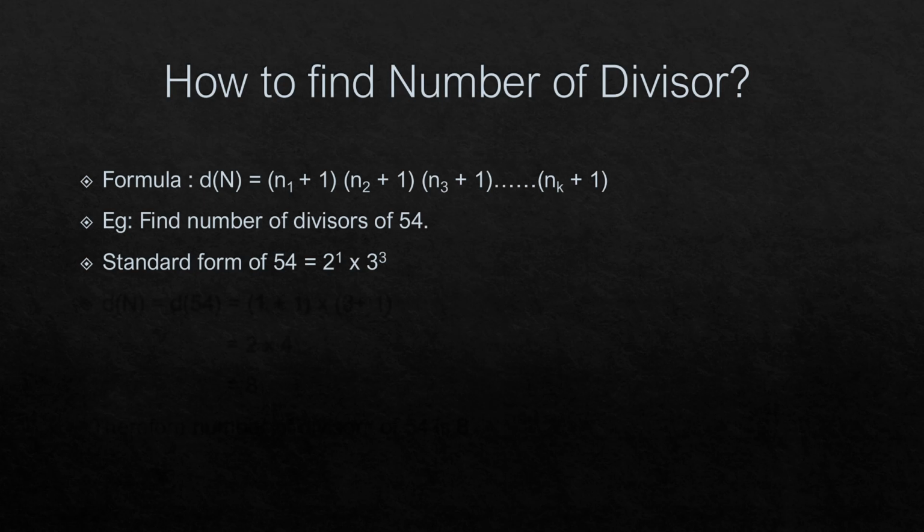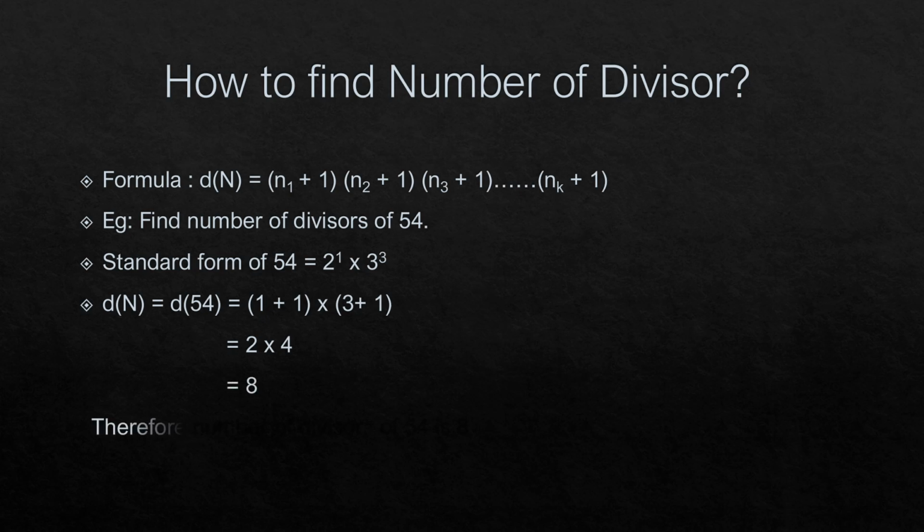We have seen in our previous slide that standard form of 54 is 2 raised to 1 into 3 raised to 3. So here dN equals d54 equals 1 plus 1 into 3 plus 1. Here N means 54 and 2 to the power 1 means n1, 3 to the power 3 means n2. So we have taken the power and added 1 to it as the formula said. We will get 1 plus 1, that is 2, into 4. 2 4s are 8. So number of divisors of 54 is 8.